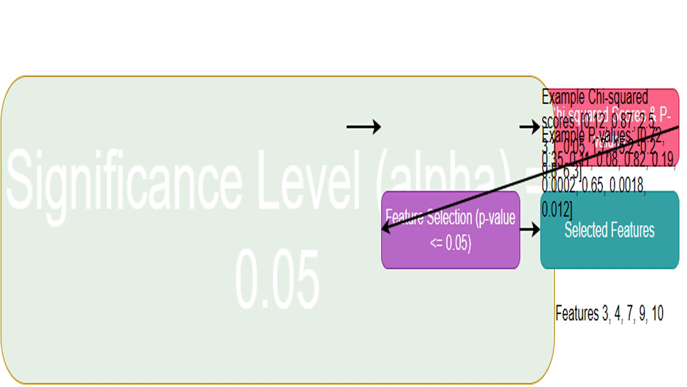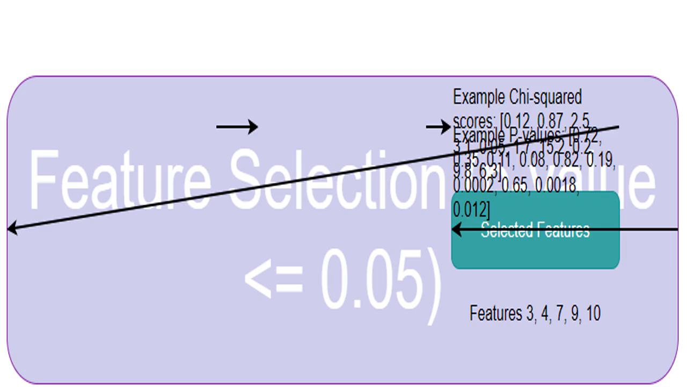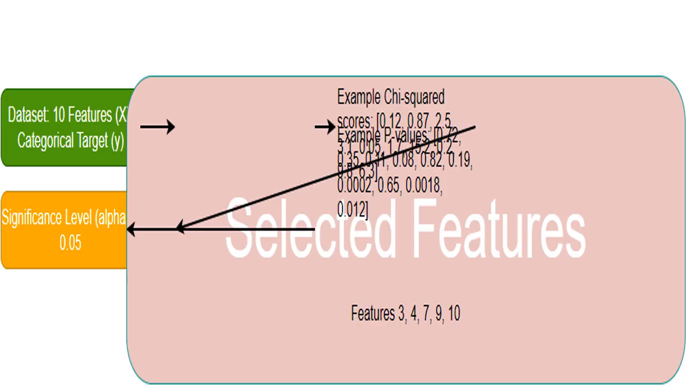It's a threshold for statistical significance. I'll select the features whose p-values are 0.05 or less. A low p-value suggests a real relationship exists between that feature and customer churn. It's not just random chance. Based on the p-values I've obtained, features 3, 4, 7, 9, and 10 are the ones that meet my criteria. These are the ones I'll focus on.